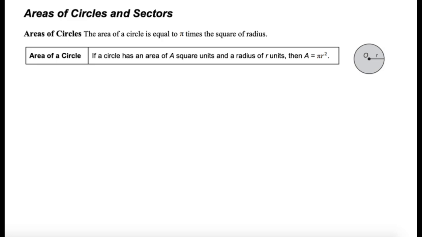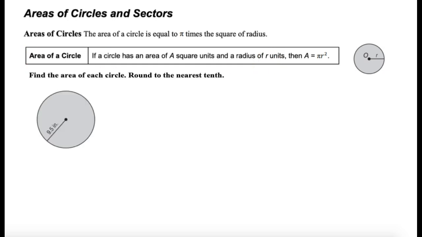Alright, in this video we're going to take a look at areas of circles. So the formula that you've probably seen before is this: A equals pi r squared. That's how we find the area of a circle. So really, the only piece of information that we need is r, which is the radius. Right? So let's take a look at a couple of quick examples.